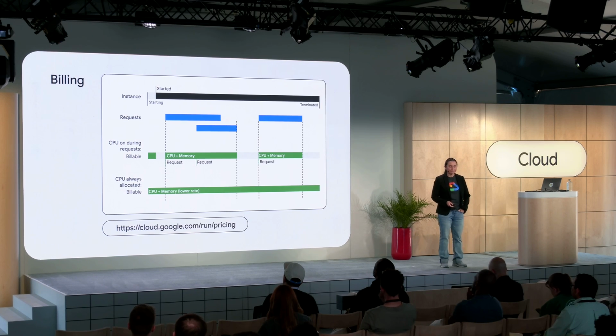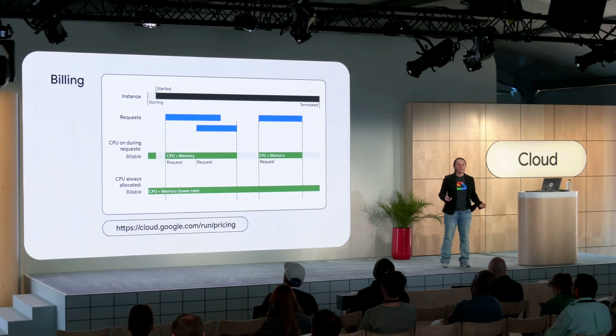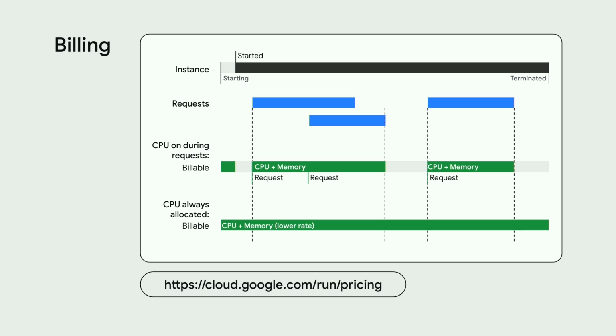Let's talk billing. Cloud Run Service provides multiple pricing options. The default plan is pay per request. This means that you will only be charged when the instance is handling requests. It's kind of like leasing a car, but you're only charged while driving the car.